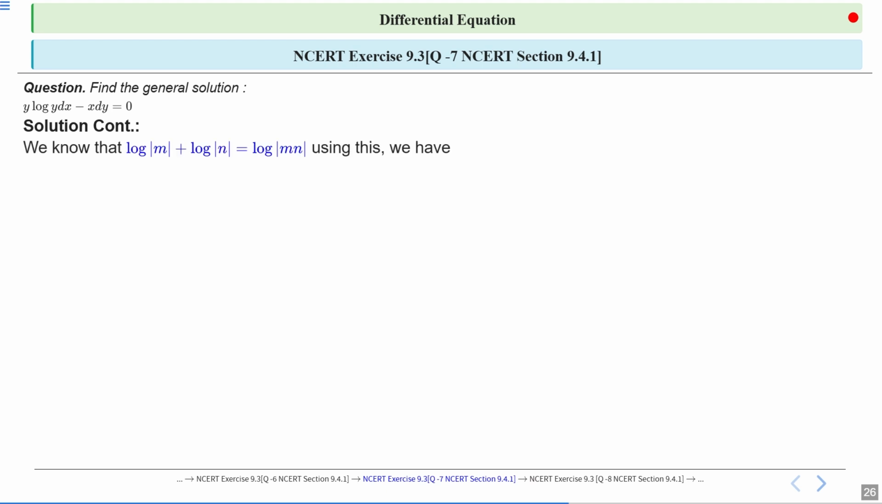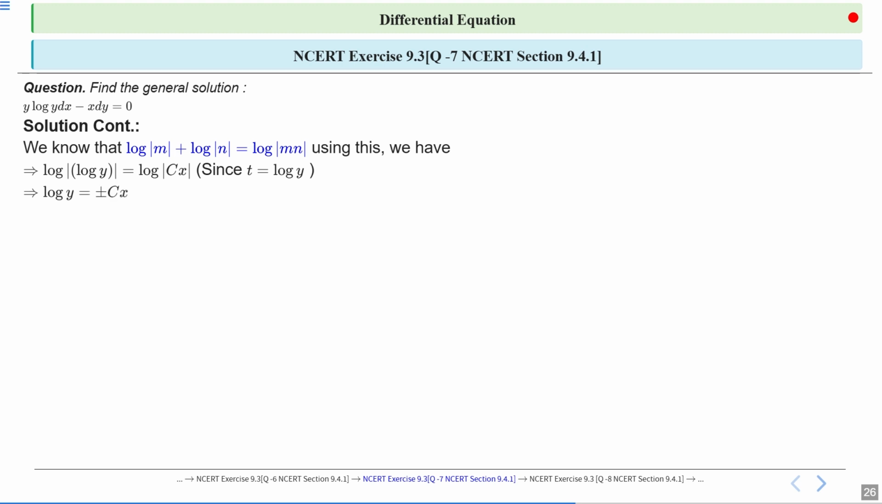We know that log m plus log n is log mn. So applying this logarithmic property, and substituting back the value of t, that is log y, we get log y is equal to log cx. We already have the general solution of the differential equation. Now we modify the solution by using the logarithmic property. So we get log y is equal to log cx.